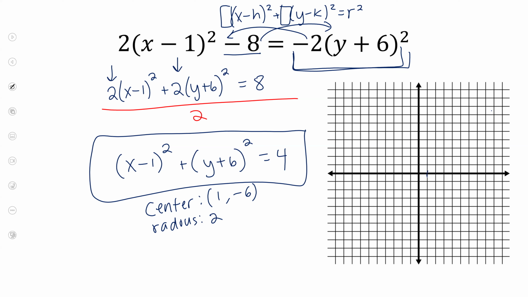So now I can graph it. Here's my center, and my radius is 2. So I'll go out 2 on all sides. That's my circle.